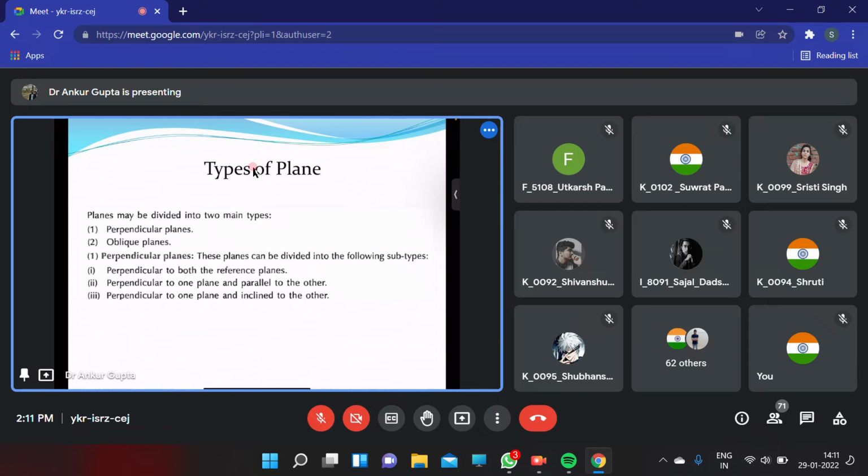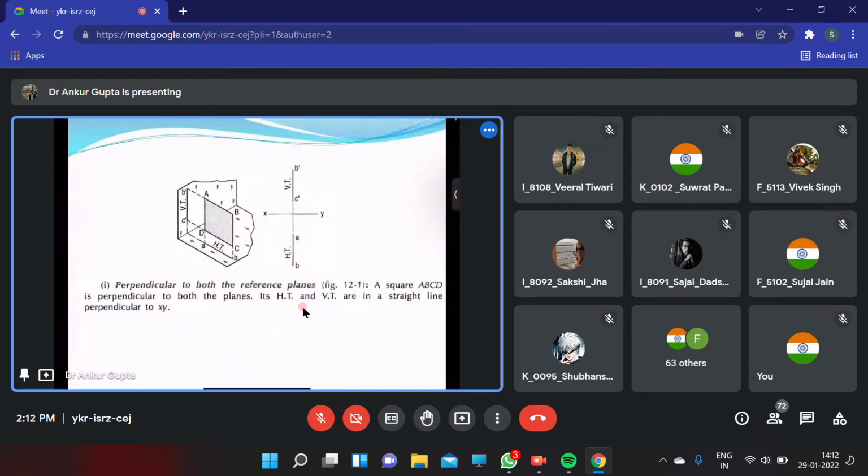So can you imagine all these three cases? What are the reference planes? Horizontal plane and vertical plane. So can you imagine a plane that is perpendicular to both the reference planes? हो सकता है? Is it possible or not? Profile plane. Yes. A square ABCD is perpendicular to both the planes in this case. So what will be its front view and top view?